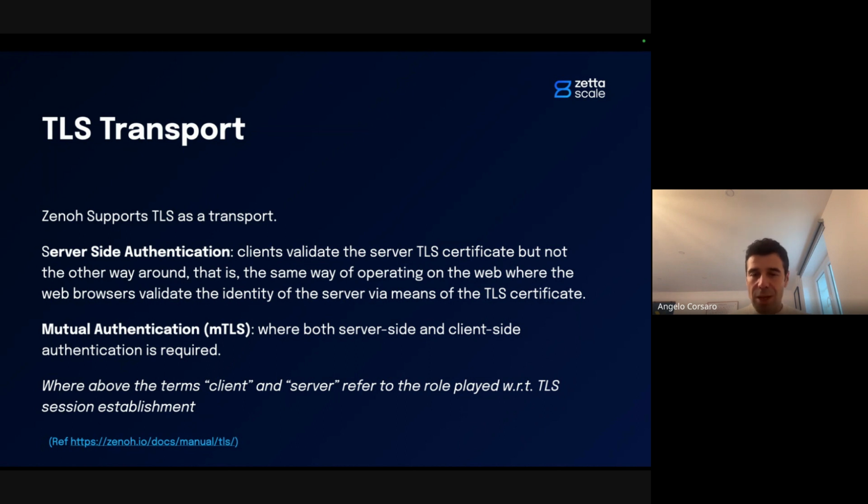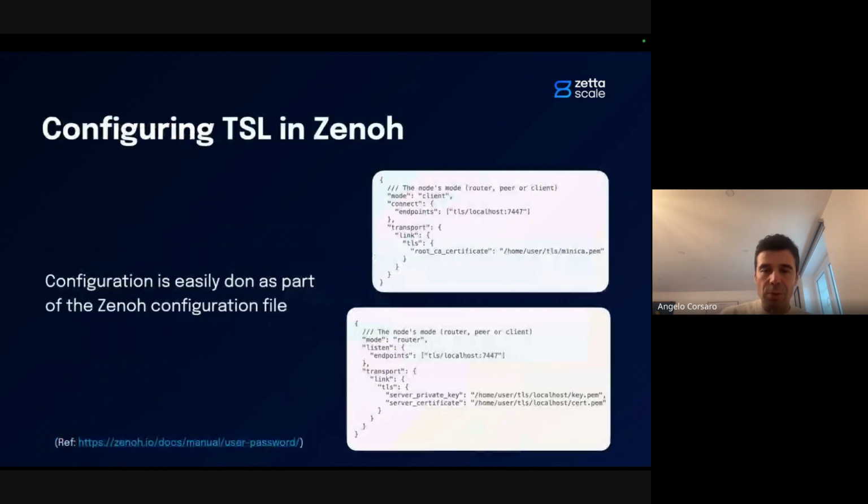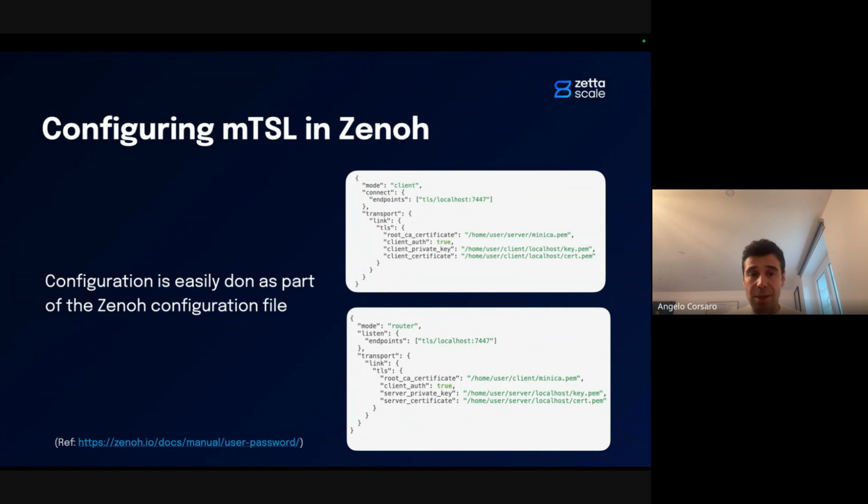Depending on your case, you decide what makes the most sense for you. Configuring it is pretty straightforward. You still do it through Zenoh config files. That's pretty straightforward for TLS and mTLS. I think it's pretty standard practice, and nothing breathtaking here.